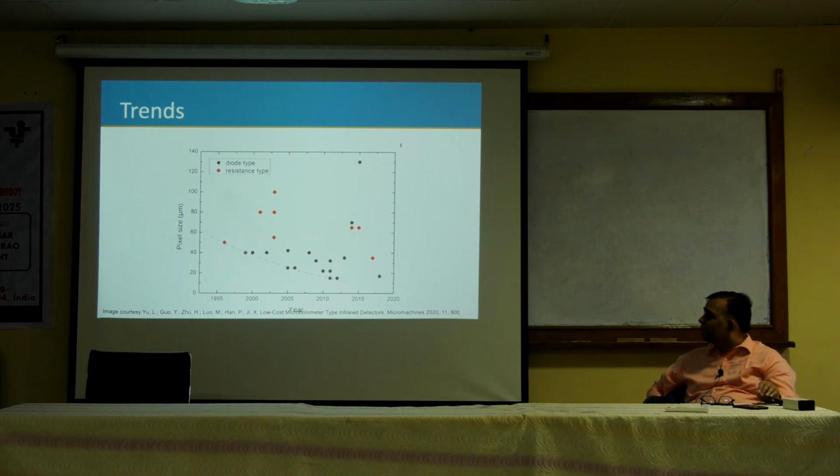It plotted things like how resistance based sensors are working compared to diode based sensors. That is one. As said right in the beginning, you can use a simple diode's current also as a temperature sensor. So if you just look at various sensors which have been proposed versus their pixel size.